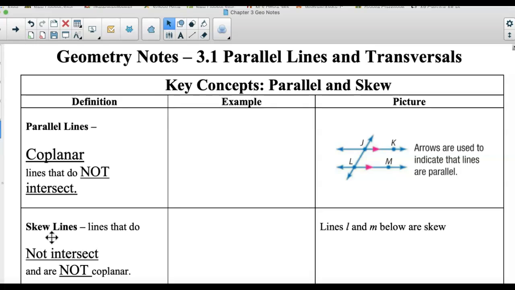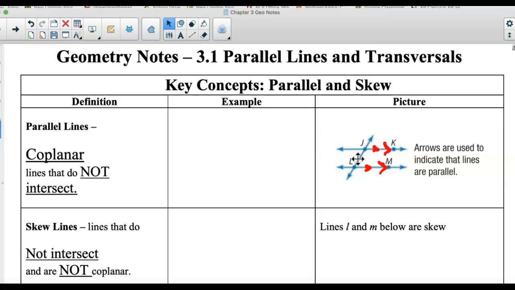Coplanar lines that do not intersect, these would be parallel lines. They are in the same plane, but they never intersect. And so typically when we see them, they're going to denote them as parallel by putting some markings in here. So sometimes you're going to see little arrows like that, or they'll just go like this. This is another way to do that.